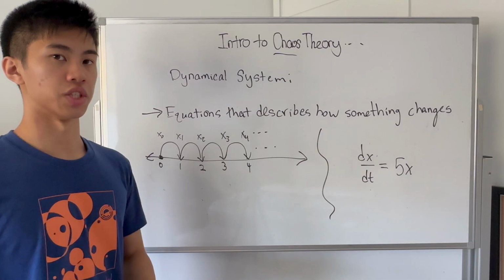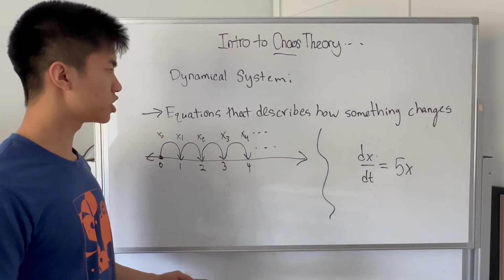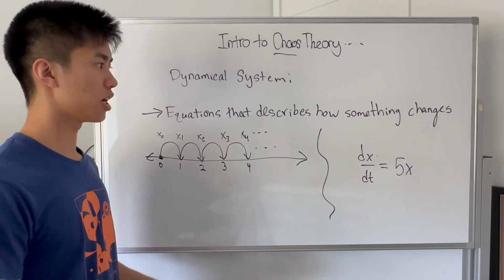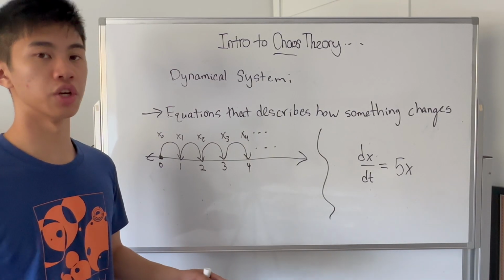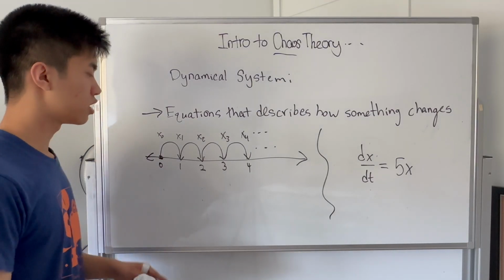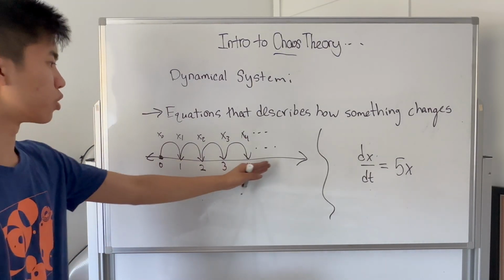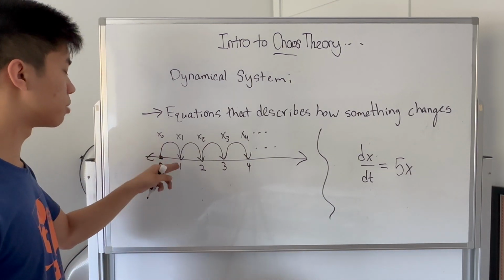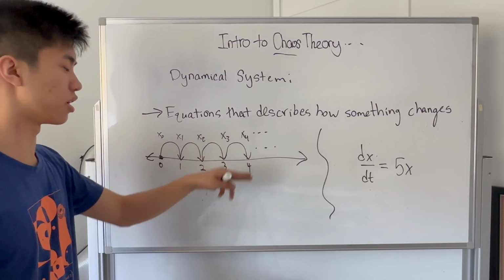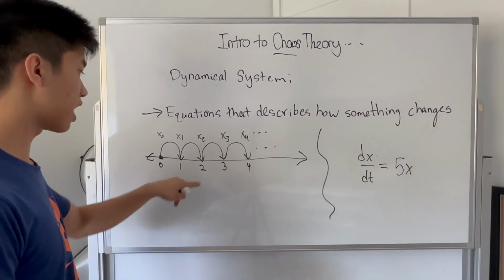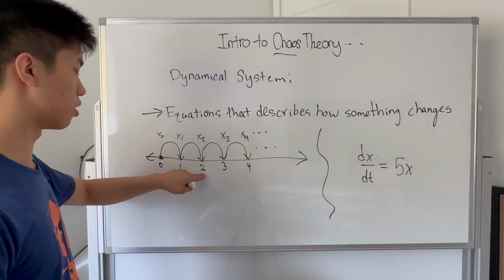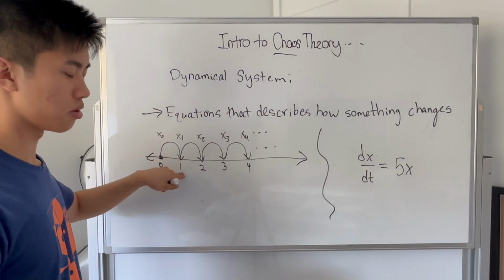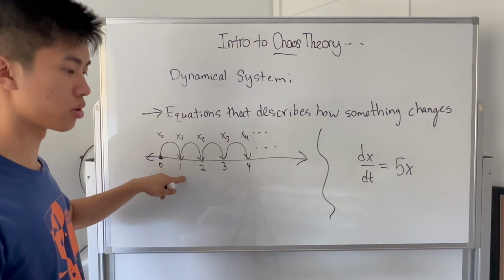So what is a dynamical system? Well, a dynamical system is basically just a set of equations that describe how something changes, and that something is pretty much always denoted with a variable. Take this example. So suppose you have the real number line, and you have a grasshopper where every single second it jumps by 1 unit to the right. So you could say that every single time that it's on the number line, it is 1 unit forward compared to the last step.